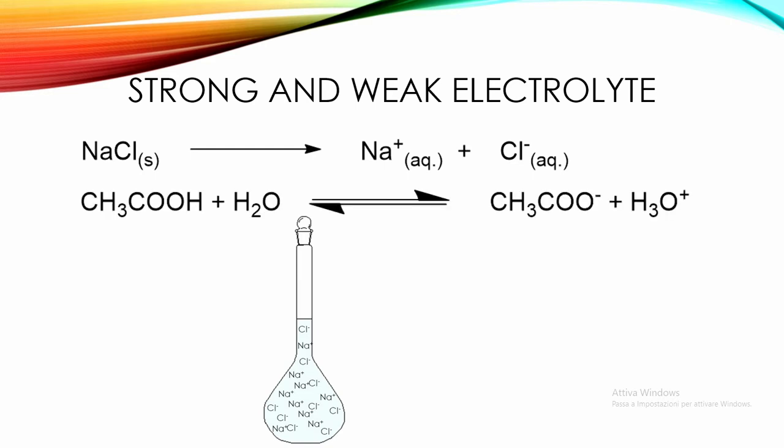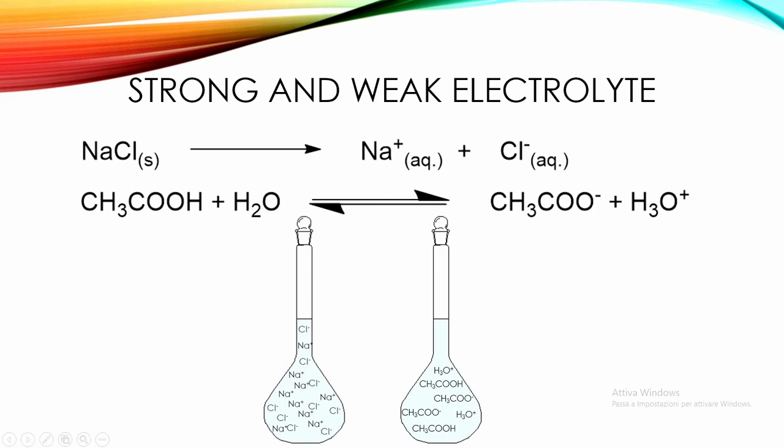But what happens with weak electrolytes? Weak electrolytes are, for example, acetic acid. Acetic acid is a weak acid. So when you put this acetic acid in water, it will disgregate in CH3COO- and one proton. One proton will be given to the water to form the H3O+ cation. So this reaction, as you can see, is written with two arrows because not all the acetic acid is completely dissociated in its ionic forms.